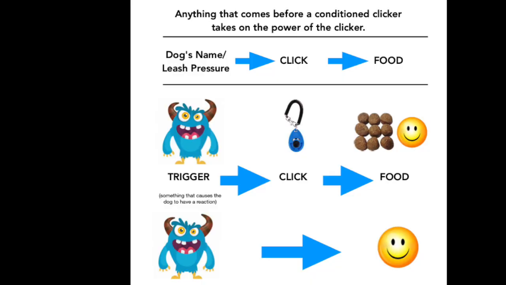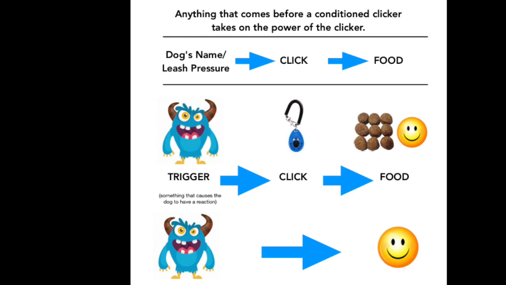The clicker is a highly effective tool for teaching puppies and dogs a variety of skills. Anything that comes before the click takes on the power of the click. So you can pair the dog's name or leash pressure with the clicker, and after 8 to 12 repetitions, the dogs will be responding to their names or their leash pressure the same way they respond to the clicker.